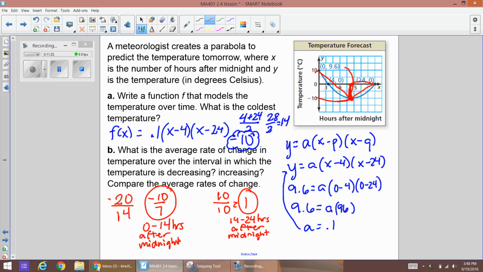Okay, so what on earth does that even mean? Well, compare them. One has a slope of 1, and the other one has a slope greater than 1. Because isn't 10 over 7 bigger than 1? 7 goes into 10 once with 3 remaining. So what that means is that the temperature is changing faster right here. The temperature changes faster. And when is the temperature changing faster? Between 0 and 14 hours after midnight.